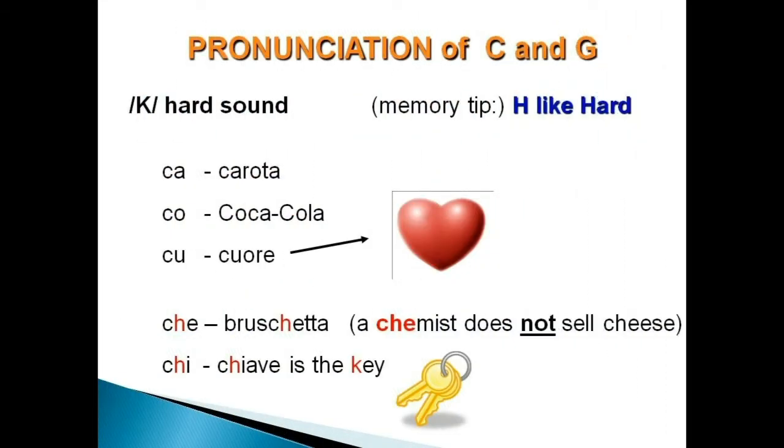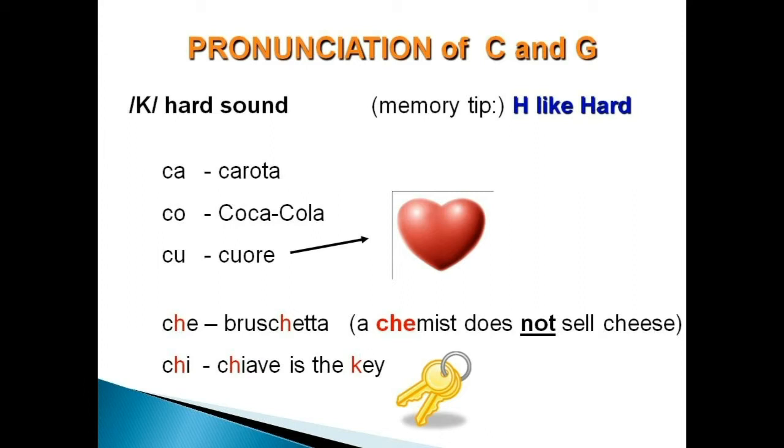Let's look at the pronunciation of the k sound. We have the syllables ka, ko, ku, and then ke and ki. Repeat after me the first 3 words. Ka, carota. Ko, Coca-Cola. Ku, cuore. And now repeat the last 2 words. Che, bruschetta. Chi, chiave.